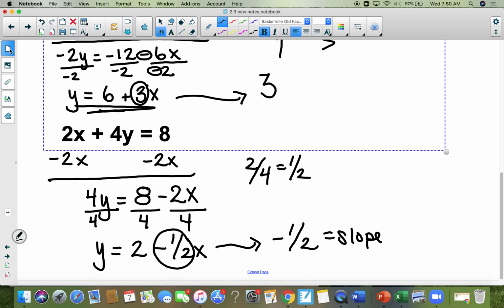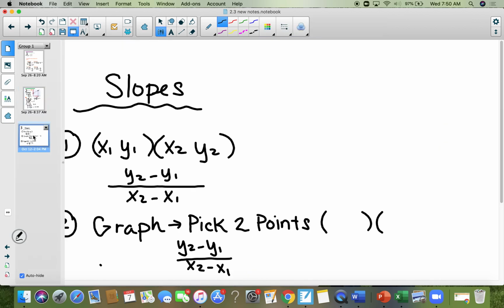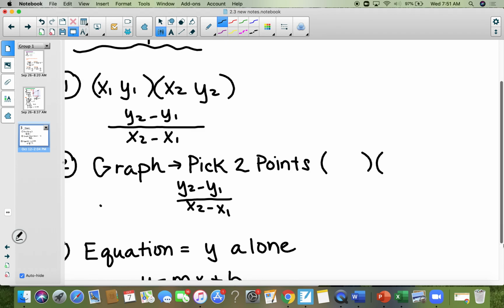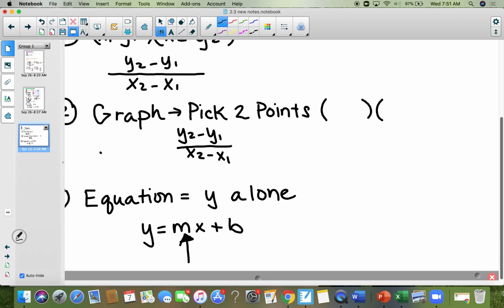The last page is just to summarize what I just did. In the first part of the assignment, you're going to be given 2 points, and you're going to use that formula to come up with the slope. The second part, you're going to be given a graph. You need to pick your 2 points so that you can use this formula. And then the last part of the assignment, you have to get y alone, and then once you get y alone, the number in front of the x is the slope. So that's just to summarize what we learned today.